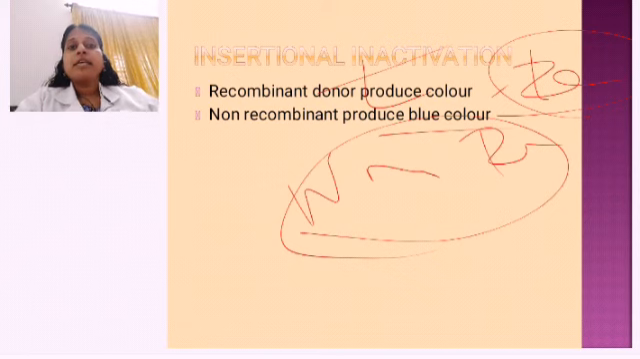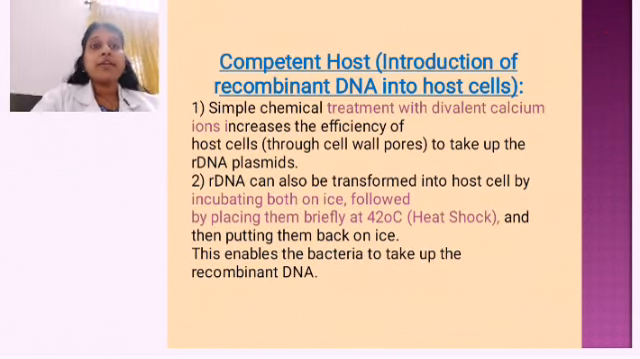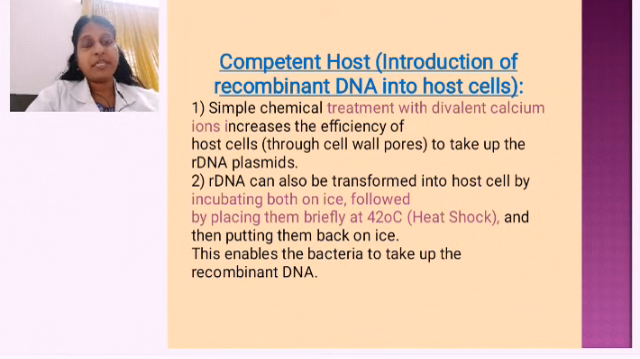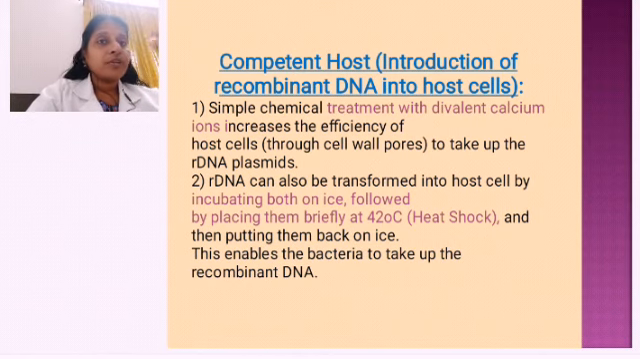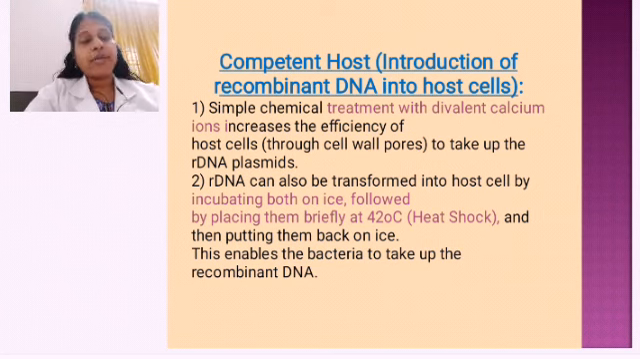Okay. The next topic we are going to discuss is competent host. Listen very carefully. So insertional inactivation, I think it is clear. Where beta galactosidase is produced, there I am taking out the gene, and that is used as a marker. That beta galactosidase gene is taken out and my gene of interest is put in, and it acts like a marker, because if no color is produced, then it marks that it is a recombinant. If blue color is produced, then it says that it is a non-recombinant. Now moving on to the next topic, competent host.